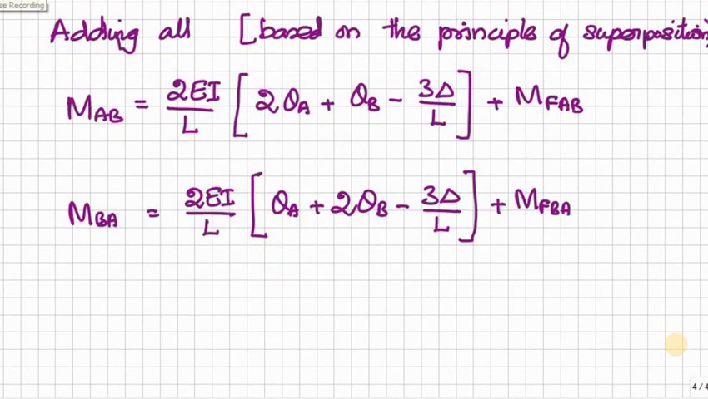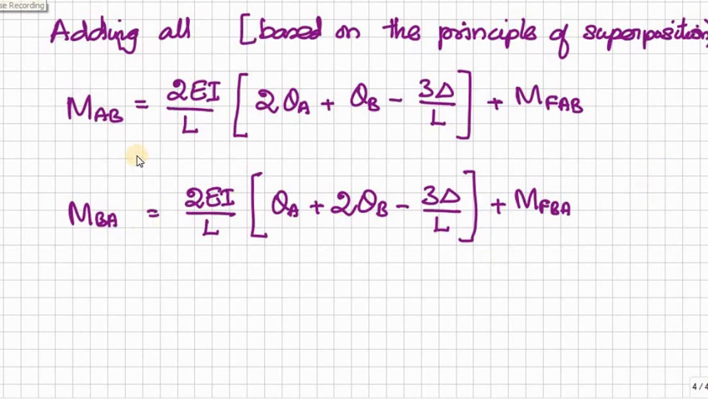So, based on the principle of superposition, if you add all, MAB is equal to 2 EI by L common into 2 theta A plus theta B minus 3 delta by L plus MFAB. Similarly, MBA is 2 EI by L into theta A plus 2 theta B minus 3 delta by L plus MFBA.